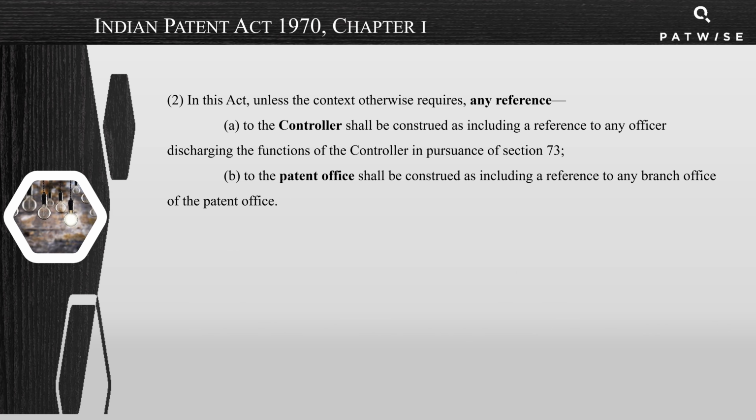Further, the chapter also discusses that in this Act, unless the context otherwise requires, any reference to controller shall be construed as including a reference to any officer discharging the functions of the controller. Also, the patent office shall be construed as any place including a reference to any branch office of the patent office. A case law highlighting the importance of section 2.